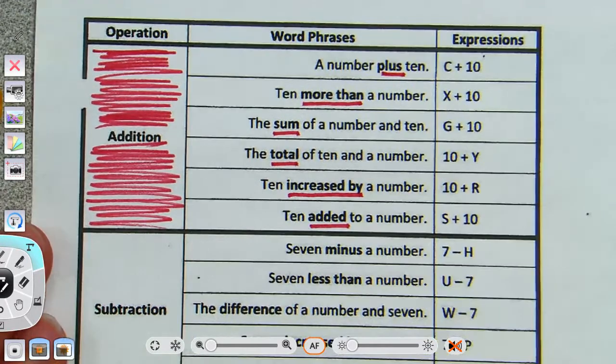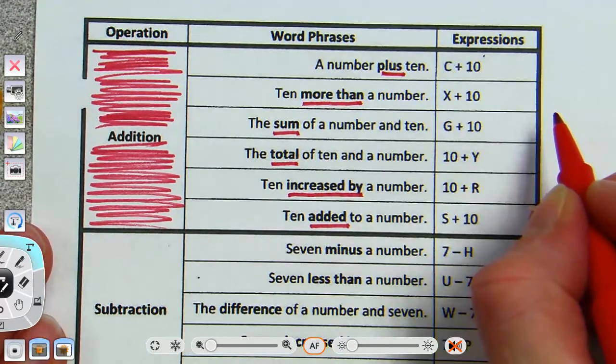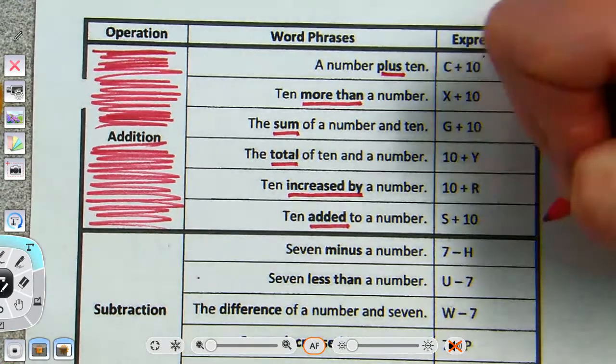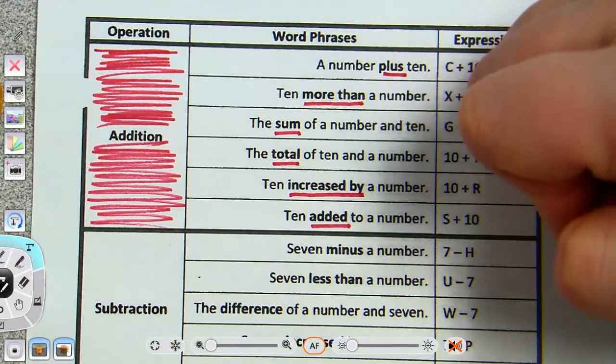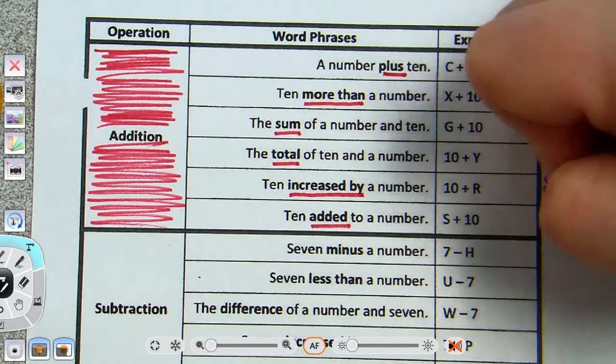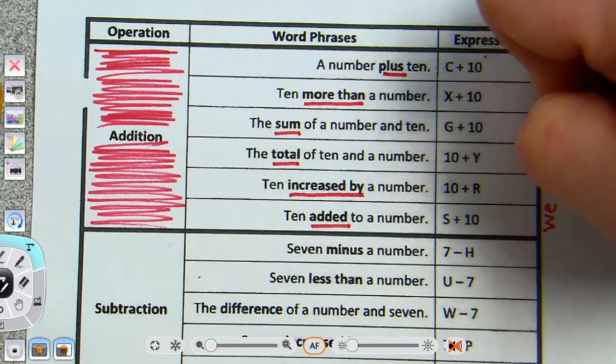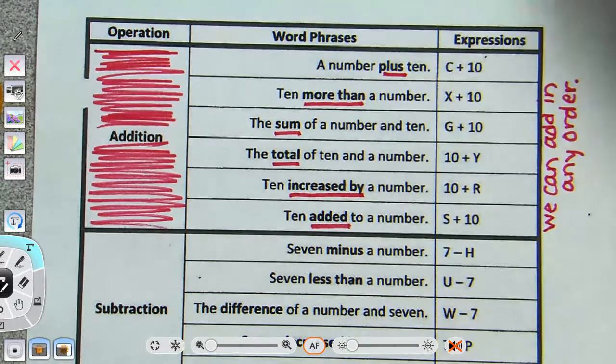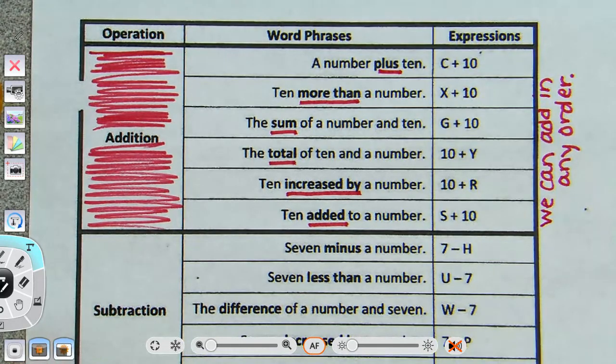Okay, I want you to also make a little note off to the side. I'm going to hold my pen sideways and write, we can add in any order. So if you think back to when you were learning how to add, 2 plus 3 is the same as 3 plus 2. So when we're adding, we can add things in any order.